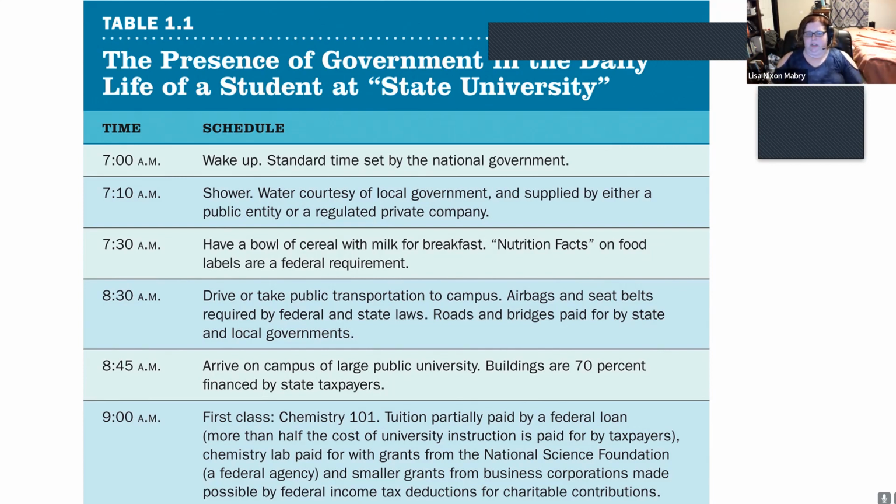Driving somewhere, taking public transportation, roads are maintained by government. Your seatbelts, your airbags, that's all federal and state laws because cars didn't used to have seatbelts. Cars didn't used to have airbags. They were death traps, basically. I mean, they still are, I guess, to a certain extent, but they're much safer now than they used to be.